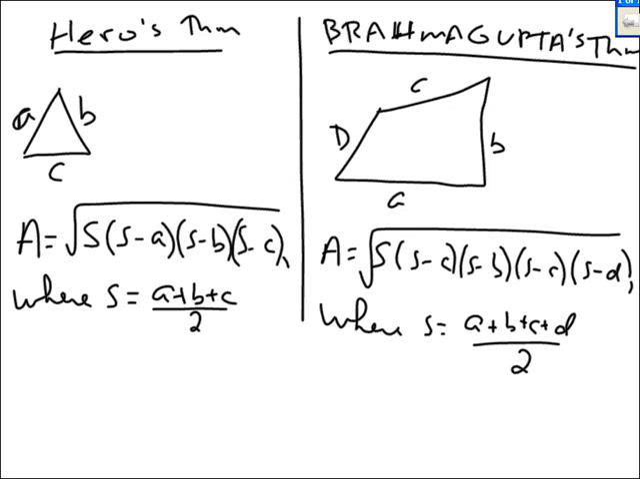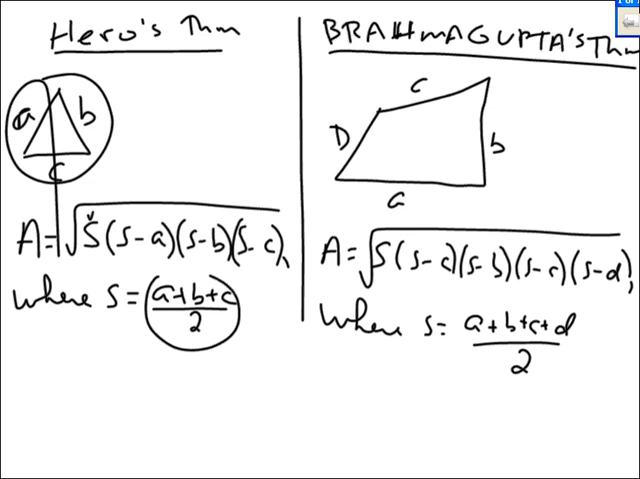Okay. So basically, you add up the sides, divide by 2, and now you have S. That's one of the factors. And then you do S minus this side, S minus that side, S minus this side, multiply them together, take the square root.